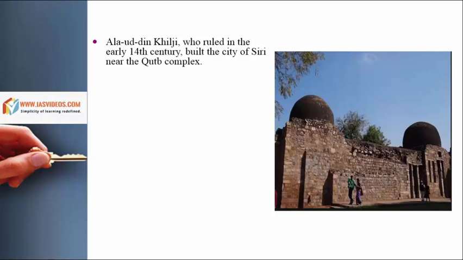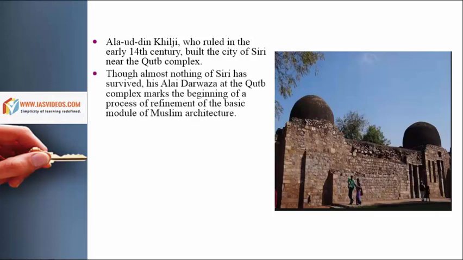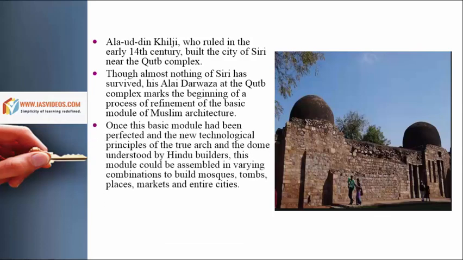Alauddin Khilji, who ruled in the early 14th century, built the city of Siri near the Qutb complex. Though almost nothing of Siri has survived, his Alai Darwaza at the Qutb complex marks the beginning of the process of refinement of a basic module of Muslim architecture. Once this basic module had been perfected and the new technological principles of the true arch and the dome understood by Hindu builders, this module could be assembled in varying combinations to build mosques, tombs, palaces, markets and entire cities.